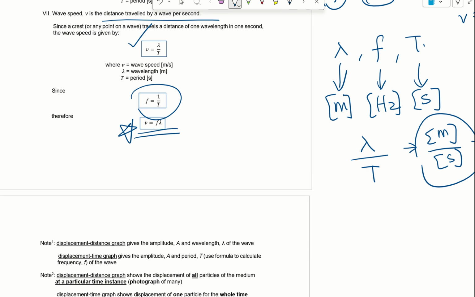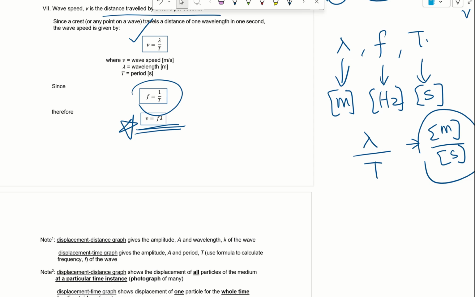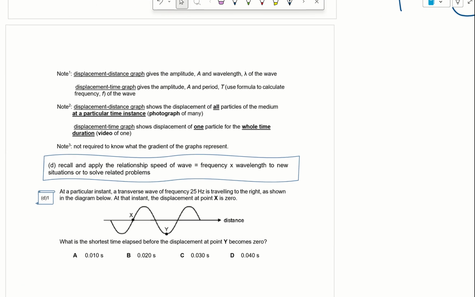If you look at O-level questions, sometimes they'll give you DD and DT graphs. What's the purpose? The DD graph will give you the wavelength. The DT graph will give you the period, from which you can find the frequency. And then the last question they will ask you is to determine the wave speed. So if I know wavelength, period and frequency, I can use this formula to find the wave speed. That is all.